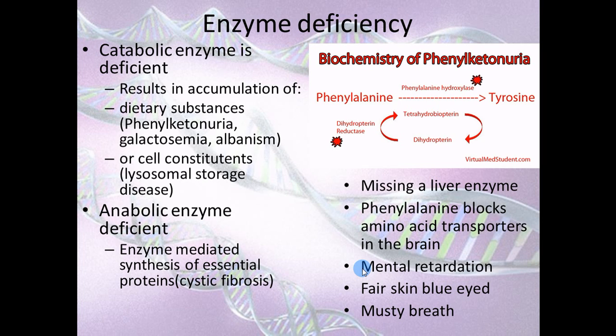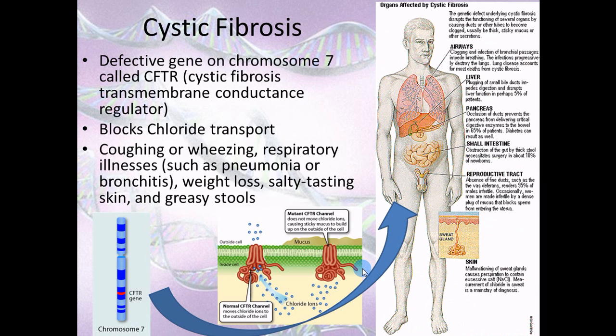Anabolic means they can't build up. Cystic fibrosis, and I'll show you this in a couple slides again. Cystic fibrosis, you make a transporter. So this transporter is moving chloride, and they don't make it. So they can't make that. So let's talk about that next one. Cystic fibrosis. We know where the defects are. We know you can't transport chloride if you have the defect.